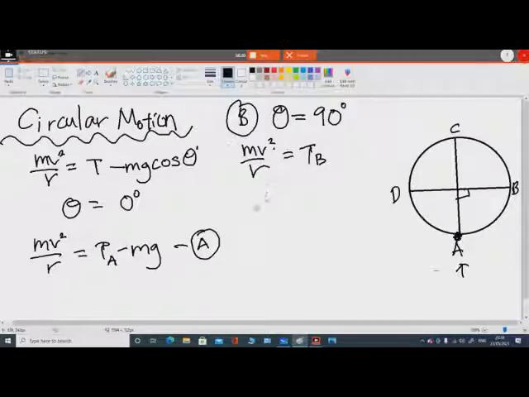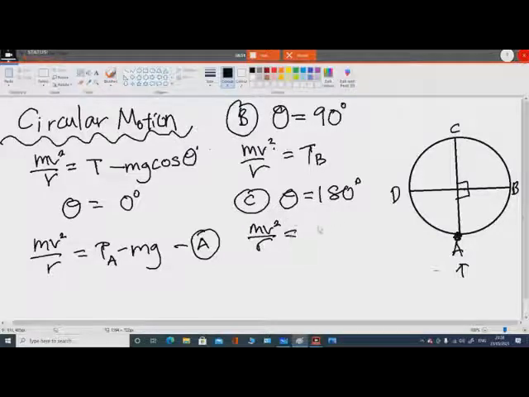What about TC? At point C, this one is 0 degree, 90 degree, and this one will be 180 degree. Cos 180 degree gives us -1. So what we get is T plus mg.